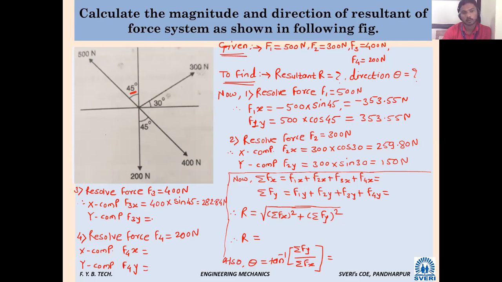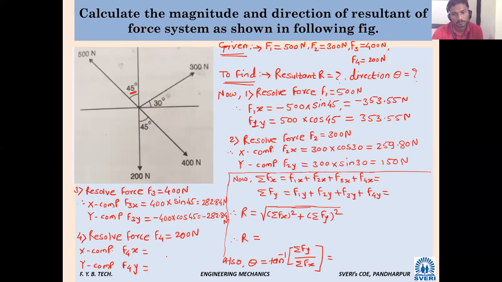Next, will the y component be positive or negative? Negative. Cos 45, I think same with a different sign. Negative sign, sir. 282.84 Newton. Very good.